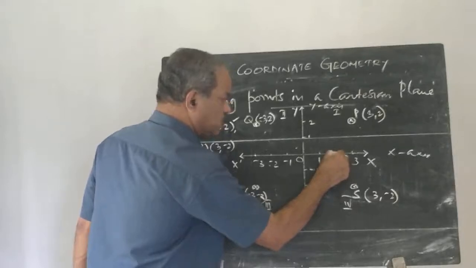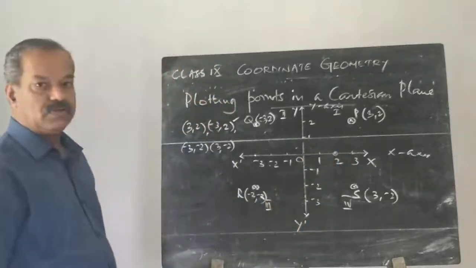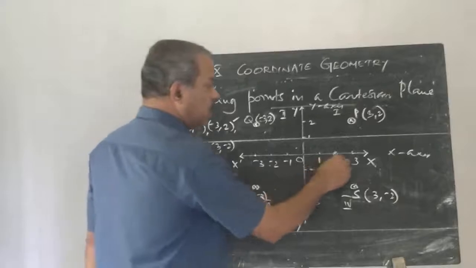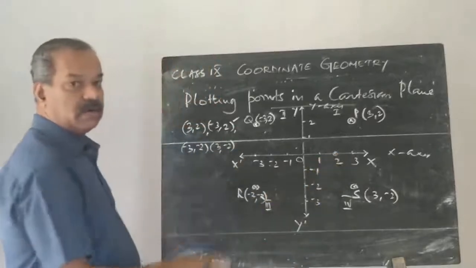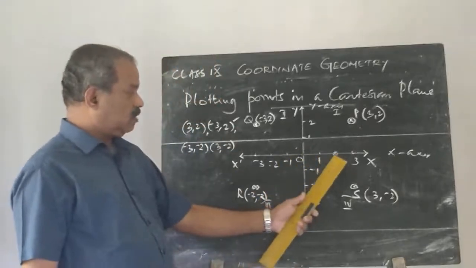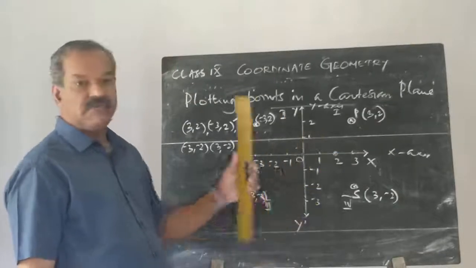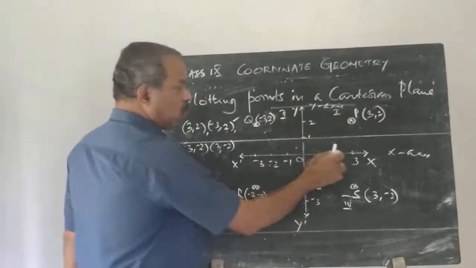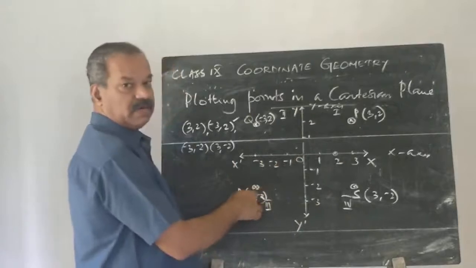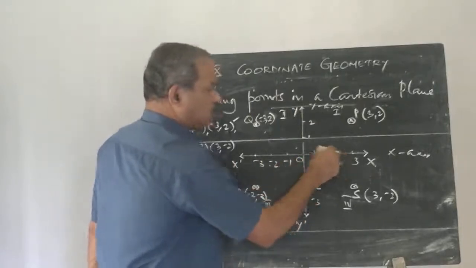What is the number associated with this point? 2 on the x-axis. What is the number associated with this point along the y-axis? There is no distance on the y-axis given at point 2.